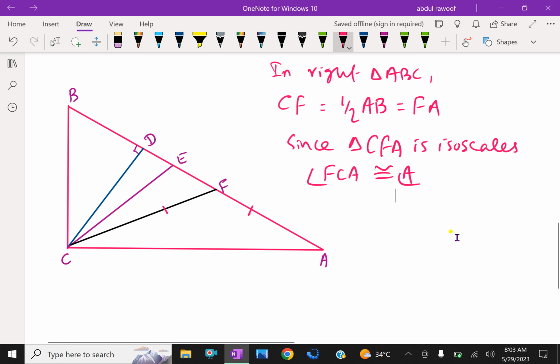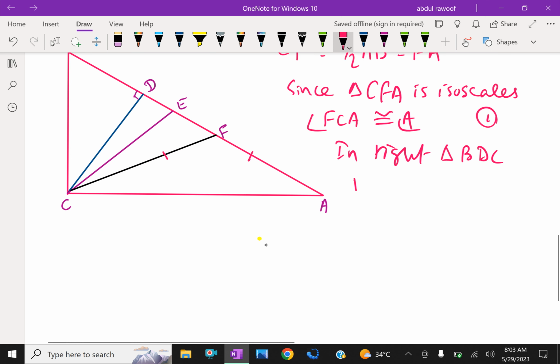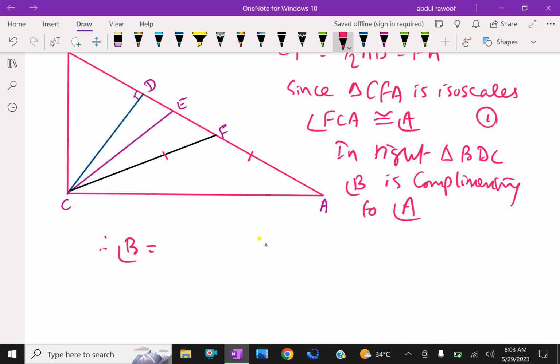Now, let it be this one. In right triangle BDC, angle B is complementary to angle A, which means angle B equal 90 minus angle A.